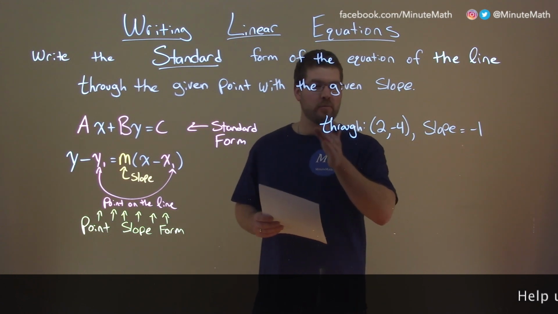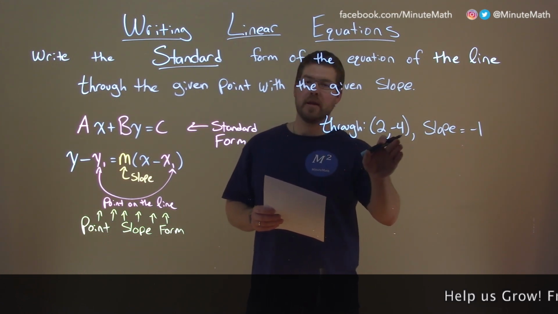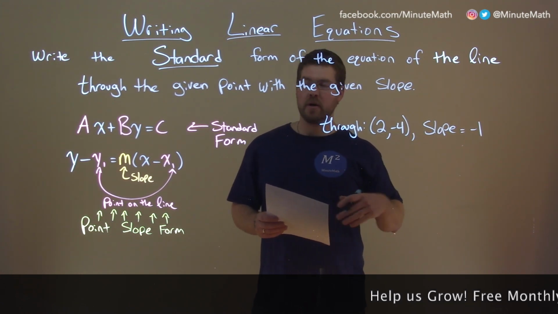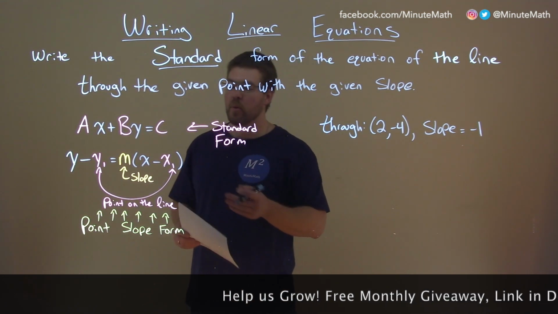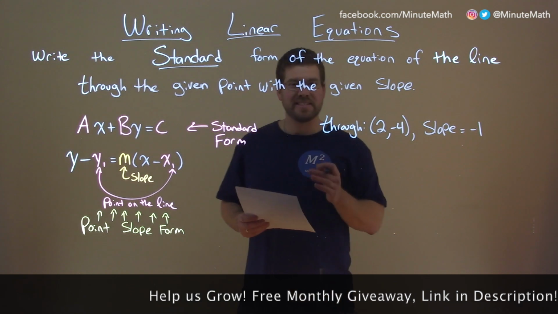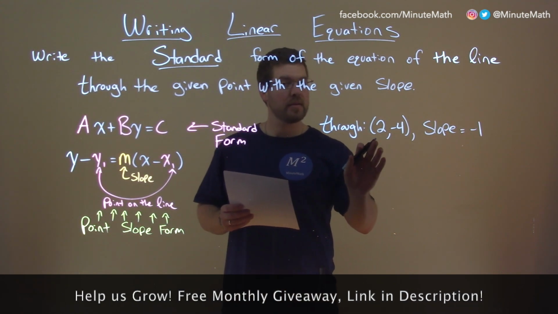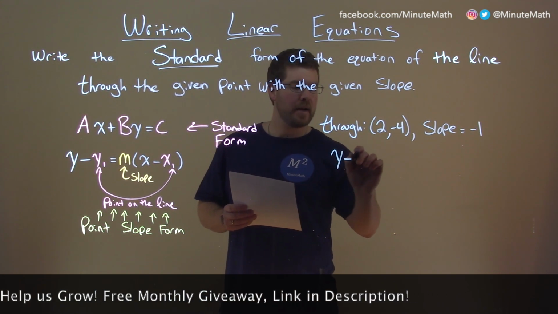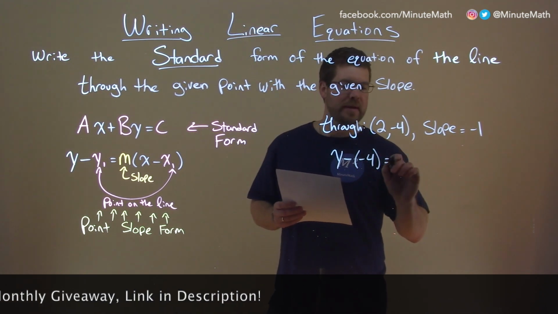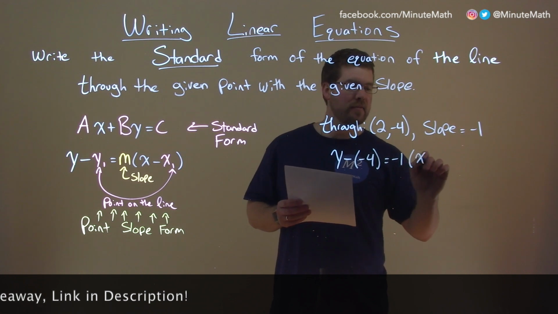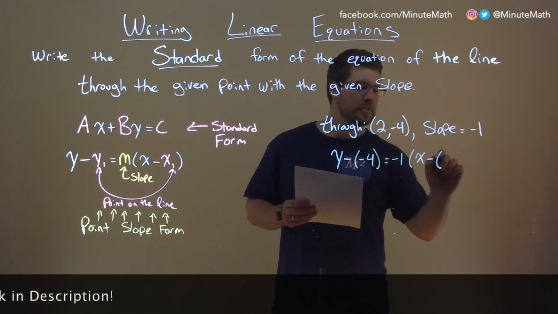Let's say we're given this problem through 2 comma negative 4, and our slope is negative 1, and we want to write this in standard form. First step is using point slope form. So y minus y1, which is a negative 4, equals our slope, negative 1, times x minus x1, which is 2.